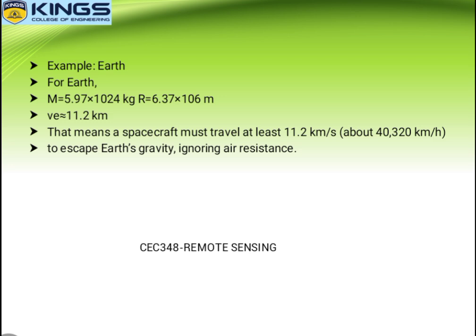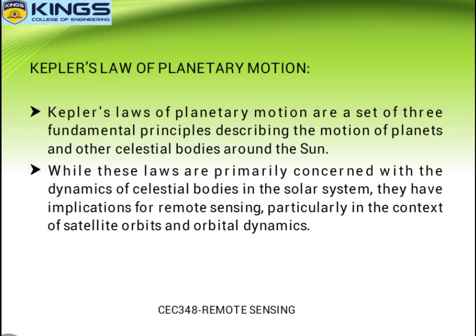Example, for Earth, M is equal to 5.97 into 10 power 24 kg, r is equal to 6.37 into 10 power 6 meters, and v is equal to 11.2 kilometers per second. That means the spacecraft must travel at least 11.2 kilometers per second, about 40,320 kilometers per hour, to escape Earth's gravity, ignoring air resistance.